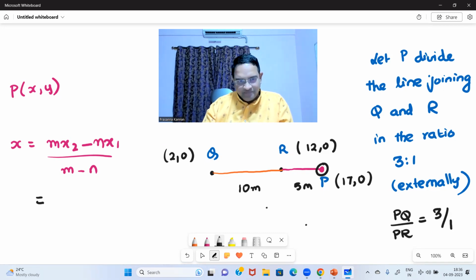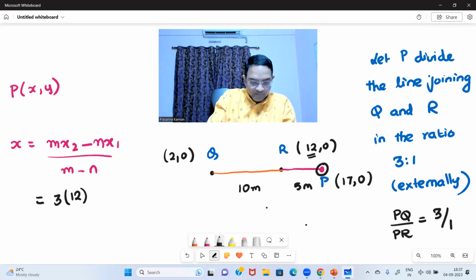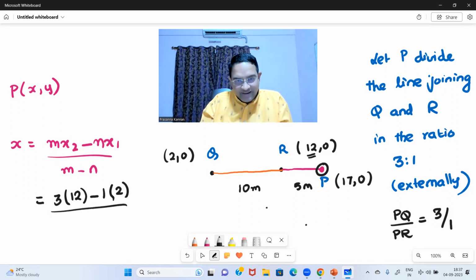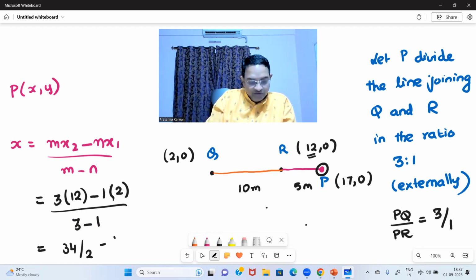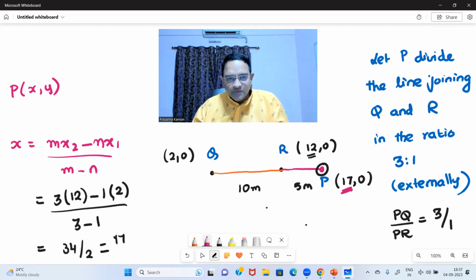So now let's do it. What is m? m is 3. What is your x2? 12, minus n. What is n? 1. What is your x1? 2. Divided by m minus n. What is m? 3 minus 1. So what do you get? 36. 36 minus 2 is 34. 34 divided by 2 is what? 17. So that is the answer I got. Correct? The y coordinate we need not check because both of them are 0.